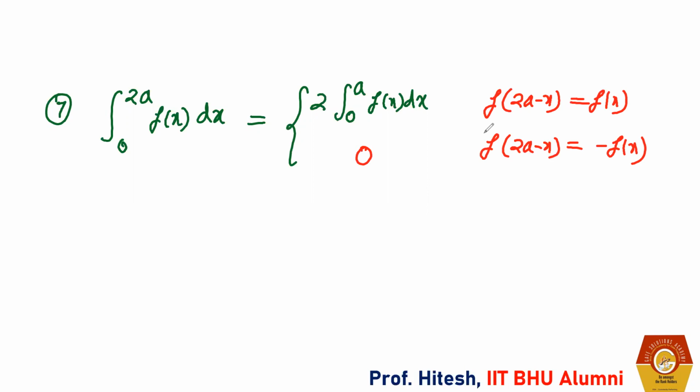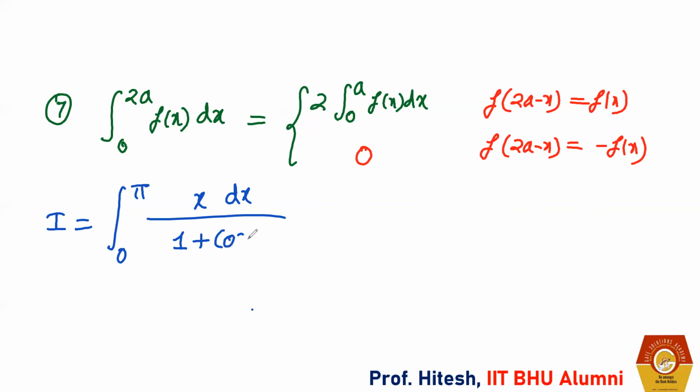So the next is, based on this we have a question. Write it down. You have a question: find I where it is 0 to pi. One question we will solve and the other I will give you as a practice question. x dx upon 1 plus cos square x.